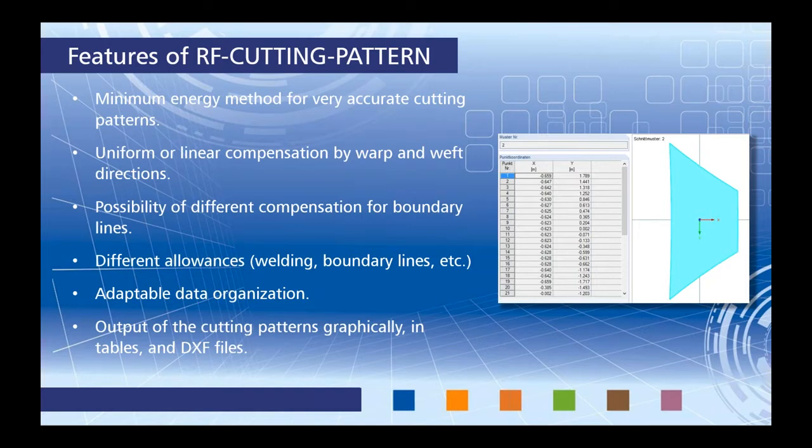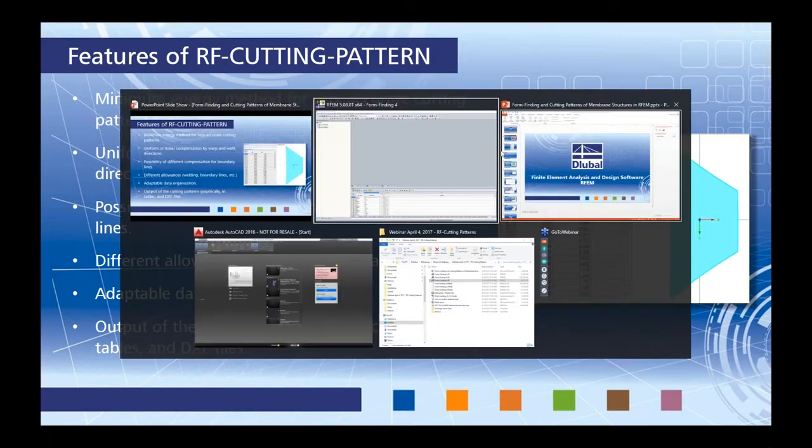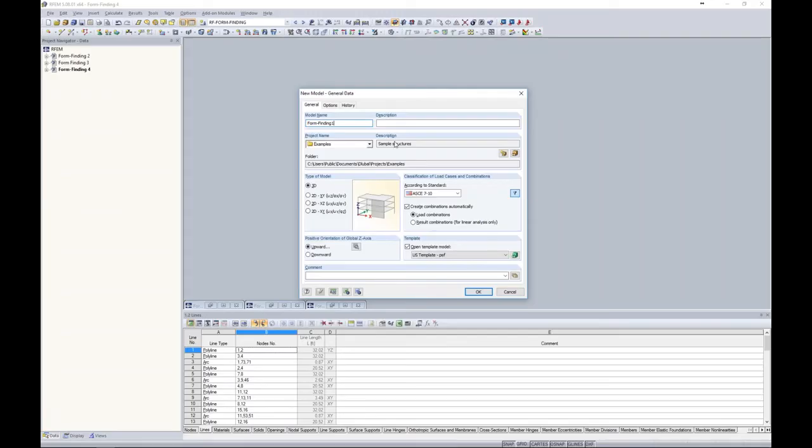And lastly, I'll show you how to output the cutting patterns both graphically within the RFEM printout report, as well as tables. And these tables can be exported directly to Microsoft Excel for further sorting. And lastly, we can export them as a DXF file, open them up in AutoCAD, and show you how to utilize the cutting patterns this way. So with that said, we can jump immediately into our RFEM model.